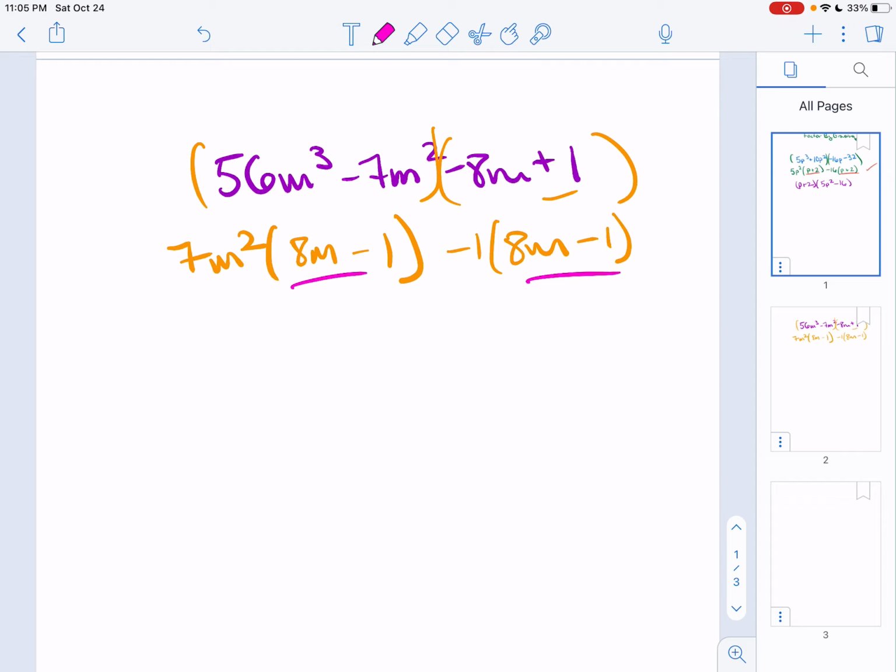So now, we're done. We are done because both of those factors match, so now we just need to write our factors. 8m minus 1 and 7m squared minus 1. And that's it.